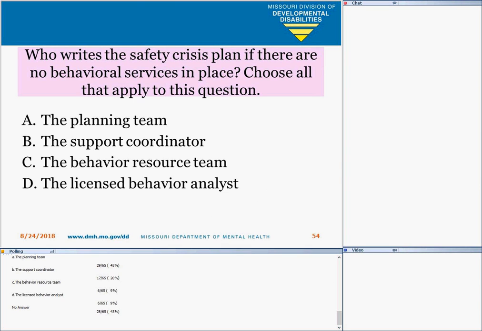Which you already answered. Who writes the safety crisis plan? There are no behavioral services in place. Choose all that apply to this question. The planning team is the correct answer for who writes the plan. Now, physically putting it down on paper, that is the support coordinator, but the team is involved in developing the plan. It's the responsibility of the planning team to develop it, and it's the responsibility of the support coordinator to write it down.